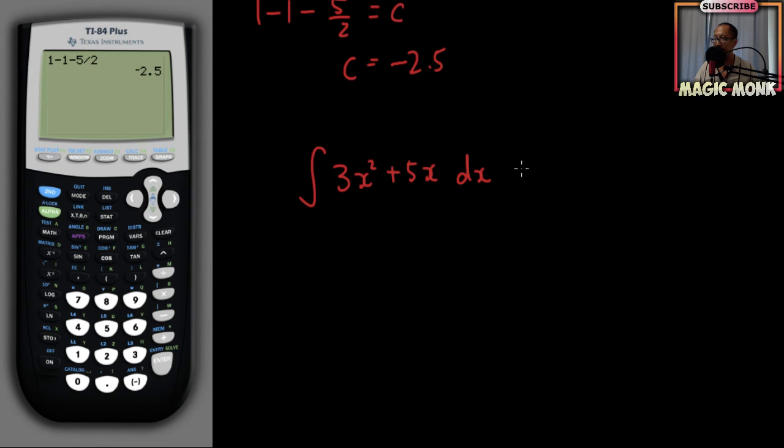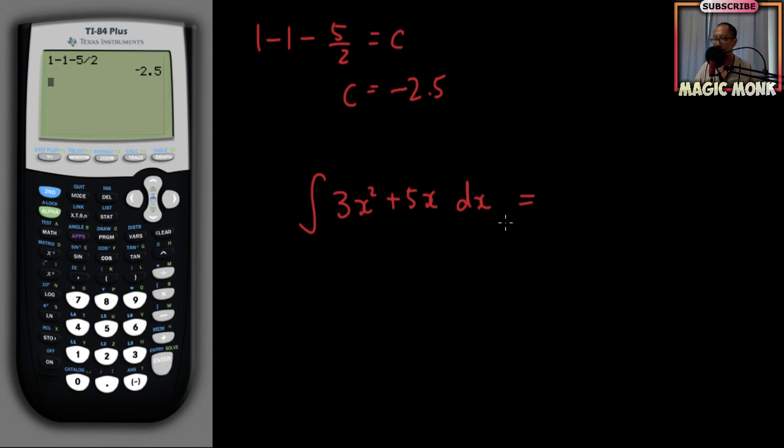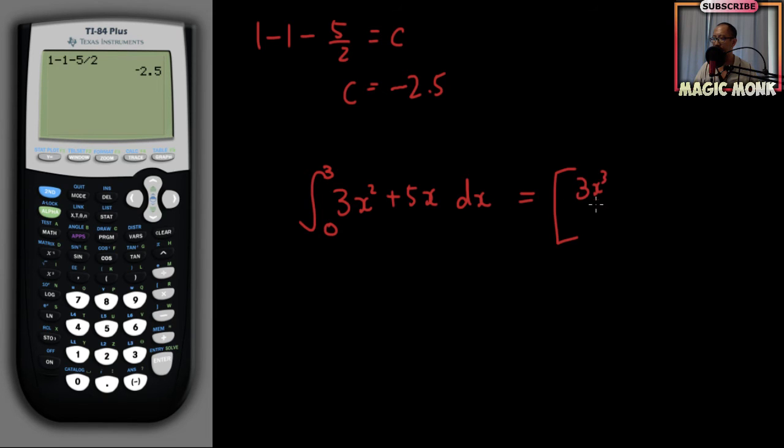But instead of finding out the exact line, what you do is, in a definite integral, there is a boundary for the domain. So let's say I specify the domain as from x is 0 to x is 3. Then you get the integral of this, so that's 3x cubed over 3 plus 5x squared over 2, and then you don't need to write plus c again, because I will show you the reason.